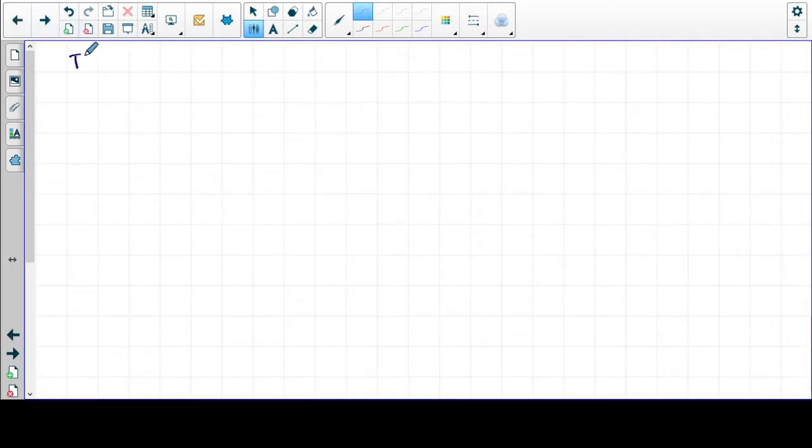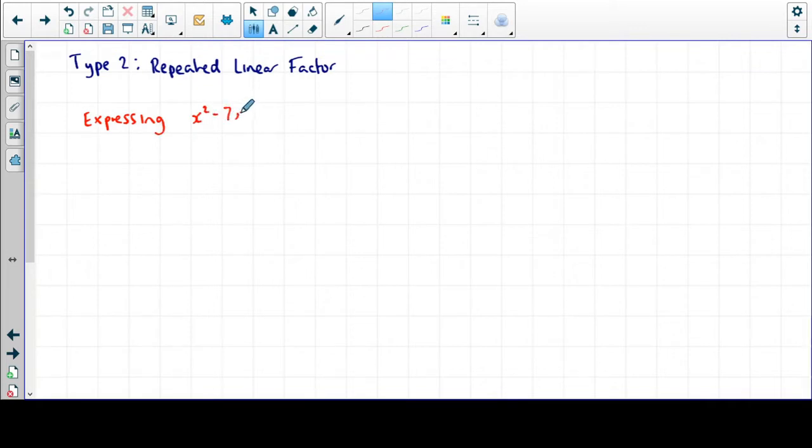In this video, we're going to be talking about what we called earlier Type 2 partial fractions questions, one where there is a repeated linear factor in the denominator. So we'll get straight to it. Our first example is going to be expressing (x² − 7x + 9) over (x + 2)(x − 1)² in partial fractions.